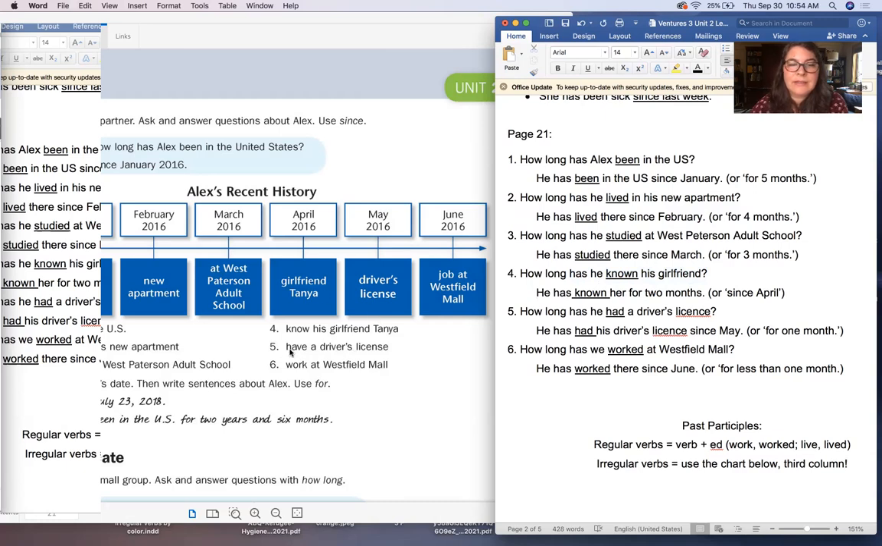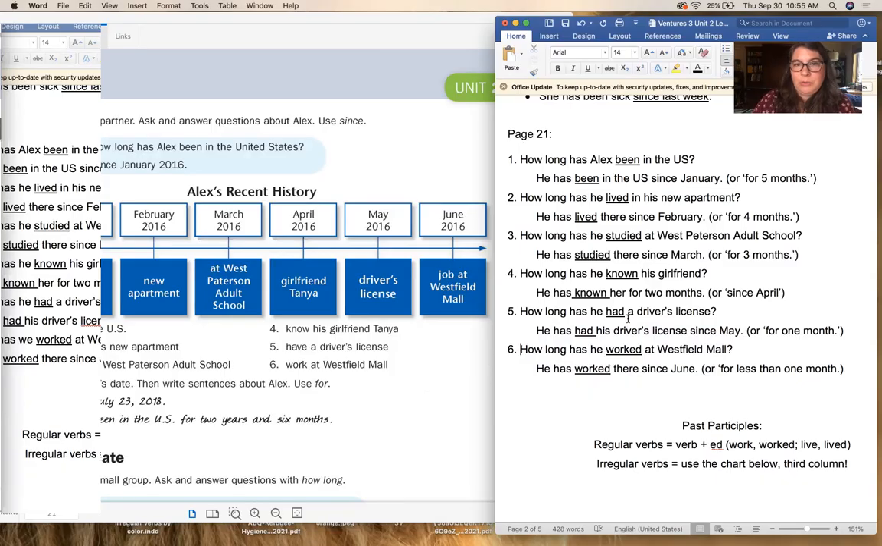Have a driver's license. Remember, it gets changed from have to had. So we have how long has he had a driver's license? He has had his driver's license since May, point in time, or for 1 month. Last one, work at Westfield Mall. How long has he worked at Westfield Mall? He has worked there since June or for less than a month. I don't know when you're asking, okay?